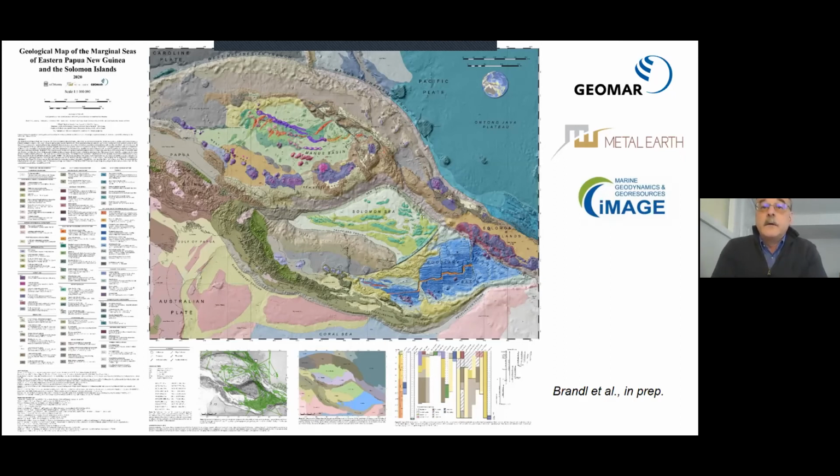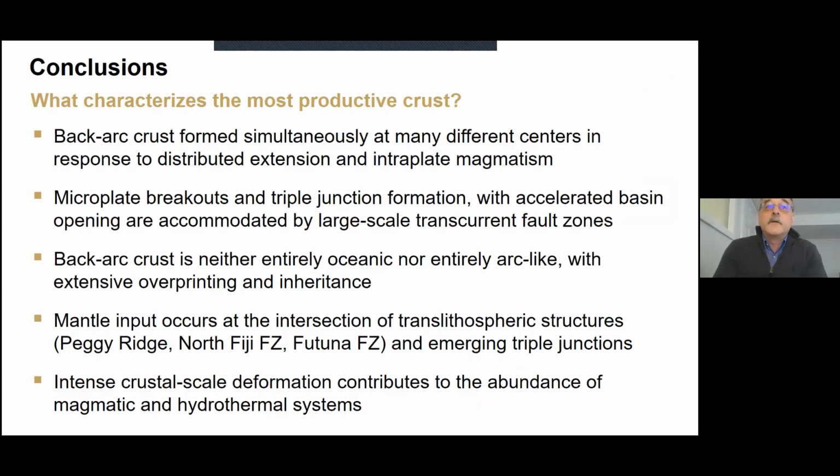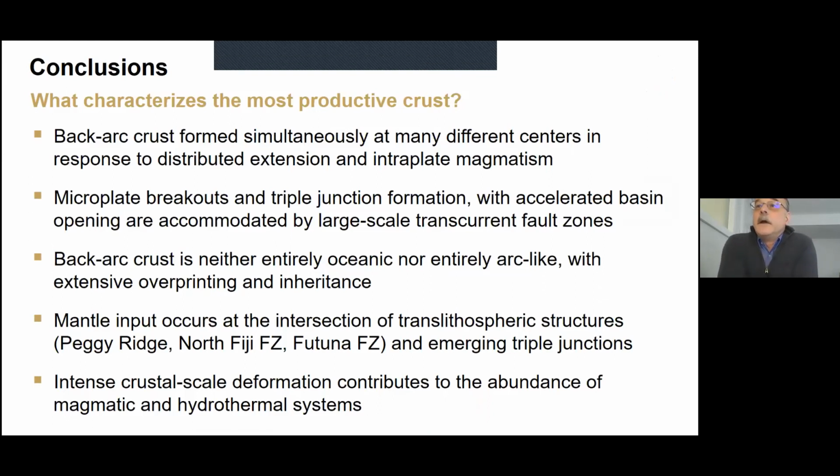So some conclusions. What have we learned? A few things about the characteristics of what is probably the most productive crust in the oceans in that northern part of the Lau Basin. Here, the major pulses of crustal growth are characterized by backarc crust that forms simultaneously at many different centers in response to distributed extension and intraplate magmatism.